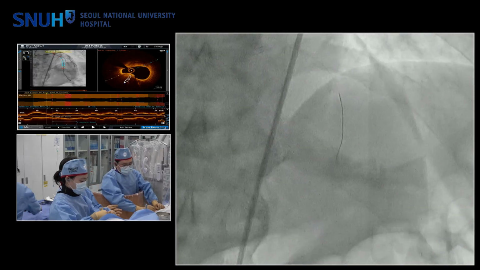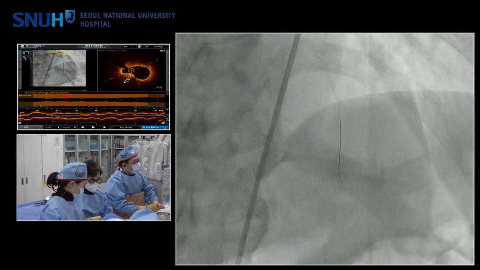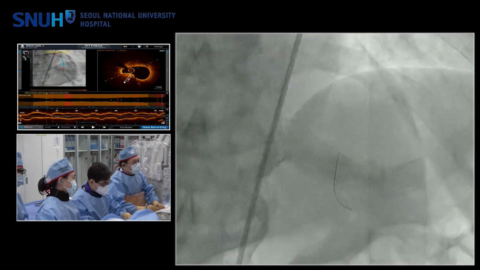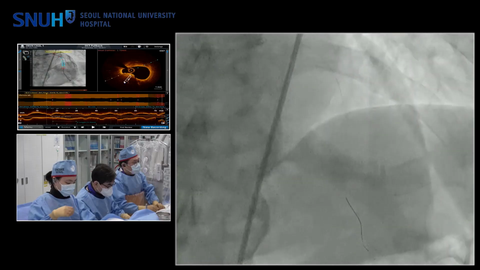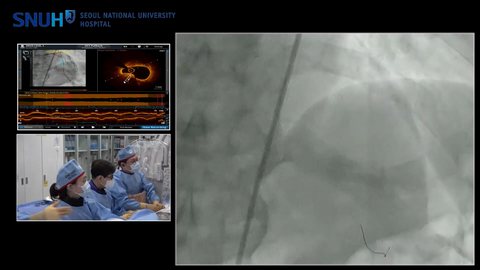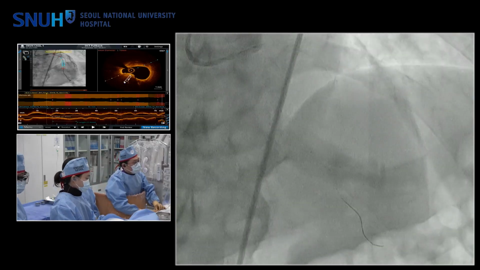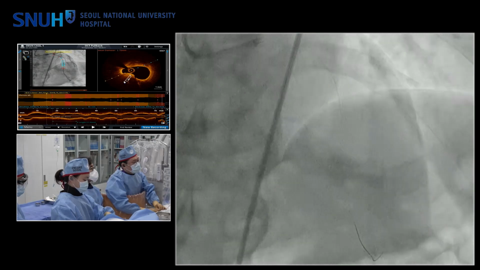Actually, I would like to tell the foreign doctors that IVL was introduced in Korea this year, about March, and the experience of IVL in Korea is primitive. This is at the stage of early experience. Many of you are experts in IVL, and can I invite some comments? Okay, go ahead.